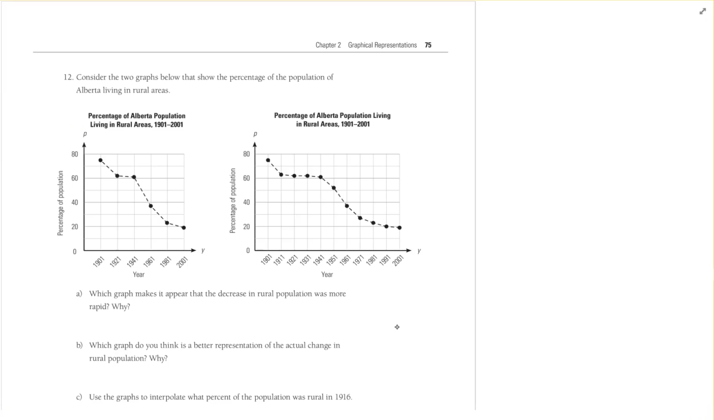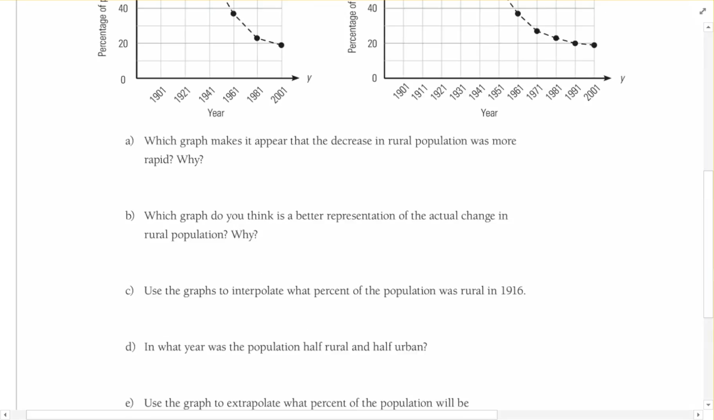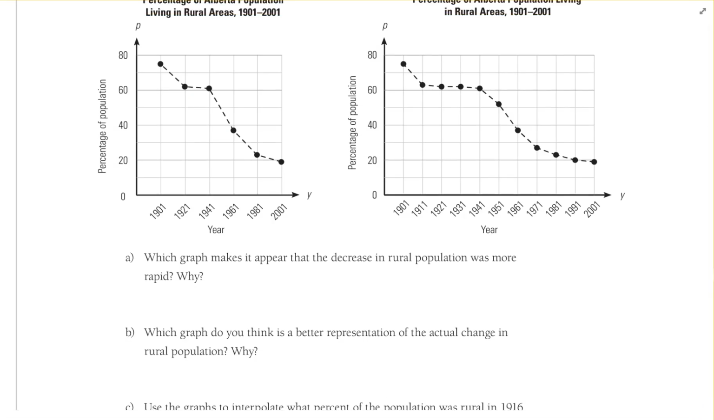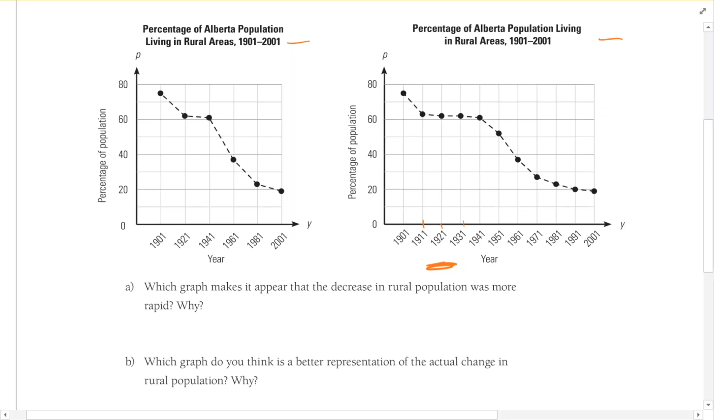Page 75. Let's just talk about this one. So we've got percent of Alberta population in two different graphs, right? The difference between these two graphs is that this graph over here just has more years in between. It has more data points. This one has less. So A says, which graph makes it appear that the decrease in rural population was more rapid? Why?